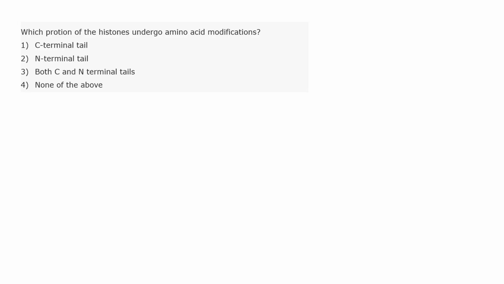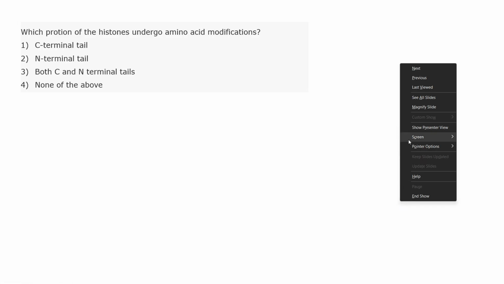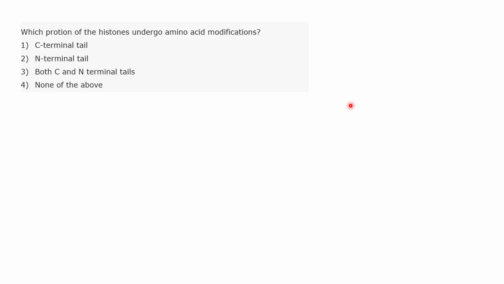Coming on to the next question: which portion of the histone undergoes majorly the amino acid modification? The C-terminal tail, the N-terminal tail, both the C-terminal as well as N-terminal tail, or none of the above? Which might be the answer? Yeah, I'm getting option number 2. Any other answer?